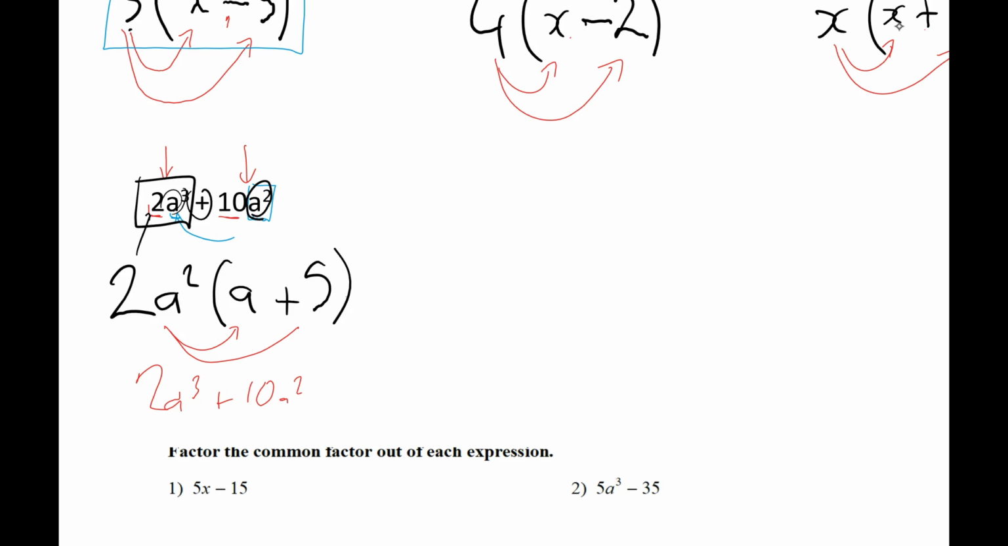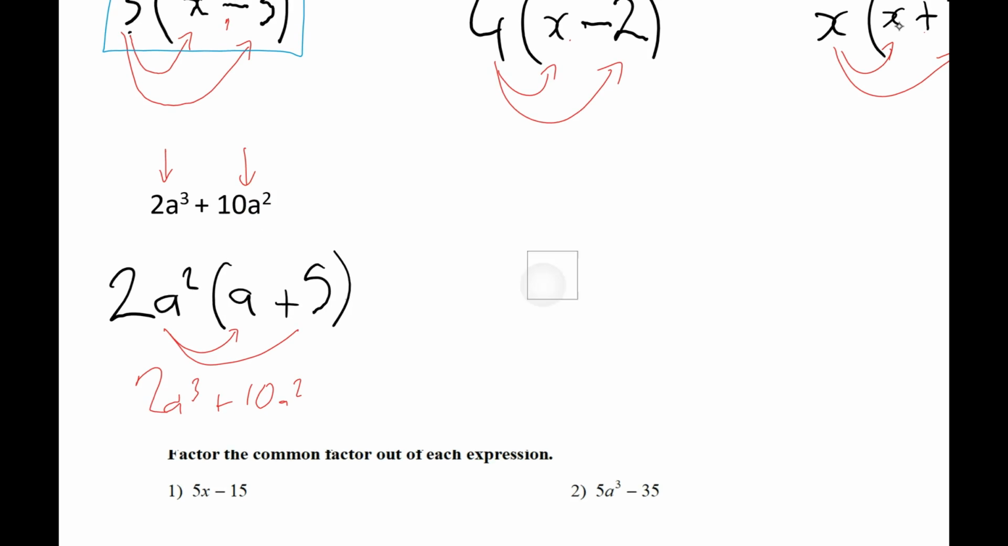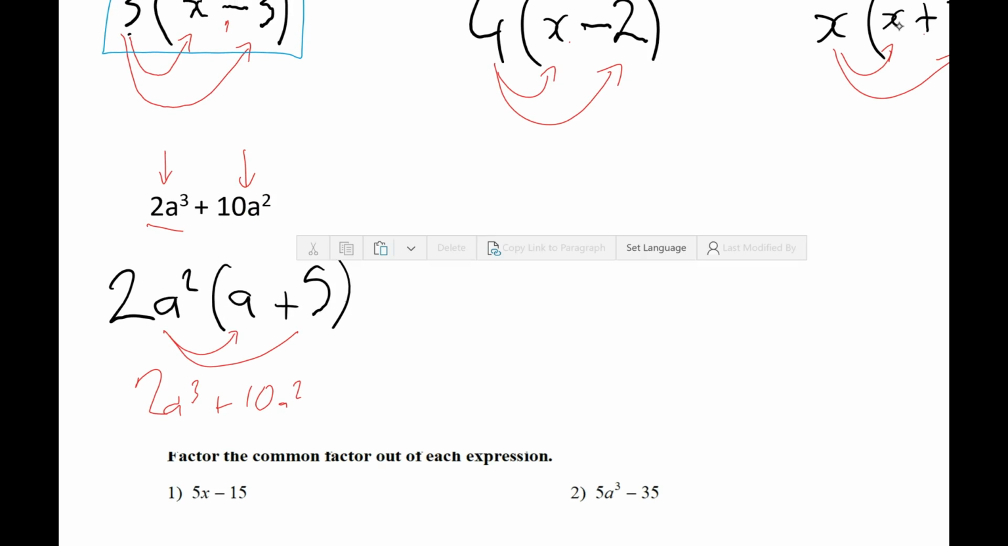So, to factorise, let's get rid of all of the rubbish around here. To factorise 2a cubed plus 10a squared, take out the factor 2a squared out of the front, and then you've got this inside the brackets, a plus 5.